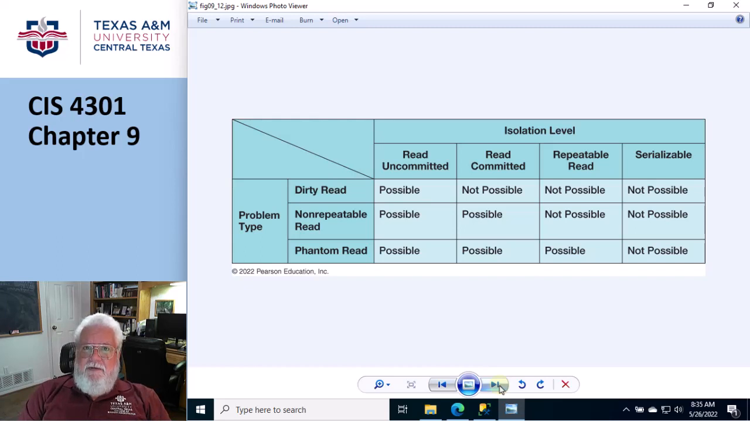Now, serialization is the big daddy. That's the big daddy of how to solve a concurrency problem. It's also probably the worst for its performance. So a lot of people don't do that. Okay, once again, I'm not asking you to memorize this, but you kind of see how the problem and then what type of isolation you would apply to it to solve this problem.